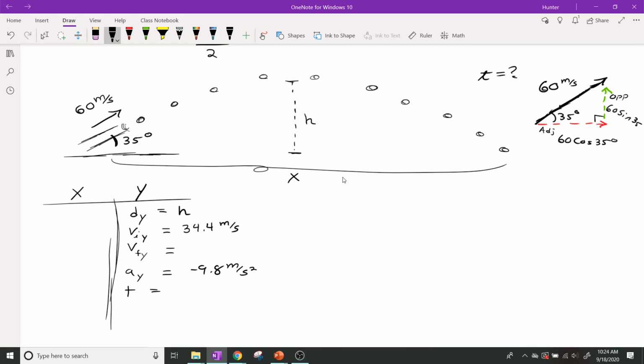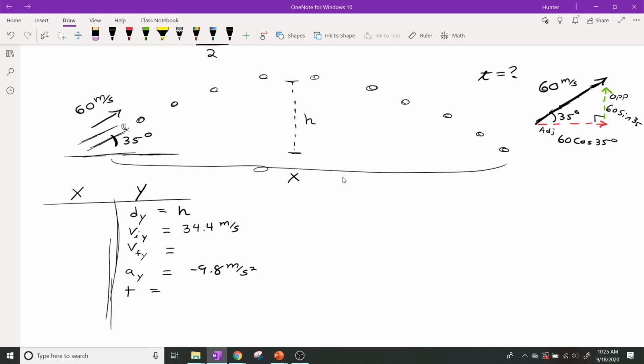Okay, so there are two different ways to do this. If you try to find the VFY all the way across, that is perfectly fine. Or you can cut this problem in half and make the VF 0, but at the end, you're going to have to double the time because it's going to take twice as long to make it across. Either way is acceptable. But you can find the VFY either way right now. Okay, the VFY is negative 34.4 meters per second.